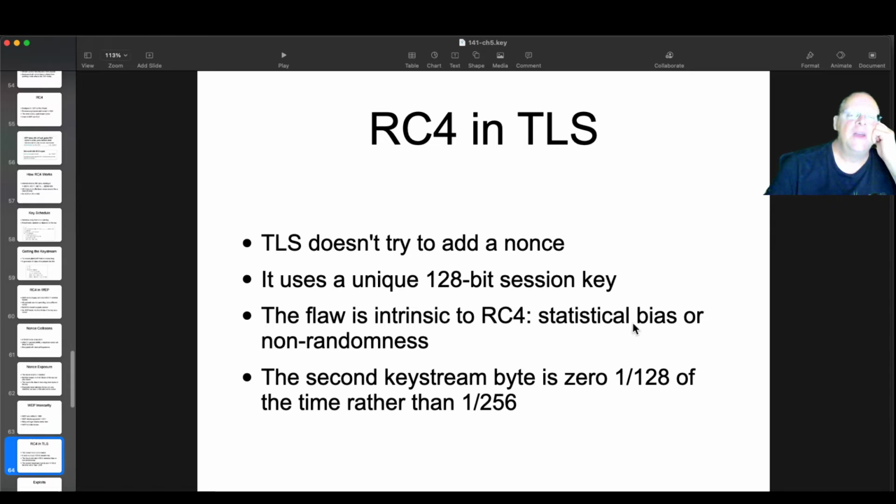So anyway, RC4 was also used in TLS, and TLS is, of course, the most common, most important encryption routine in the world for all practical purposes. It's the one you use on the internet, which is the vast majority of all the encrypted traffic. So TLS also doesn't have a nonce, but it has a session key.